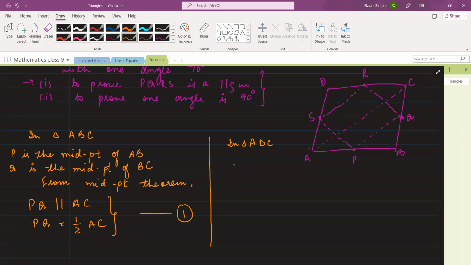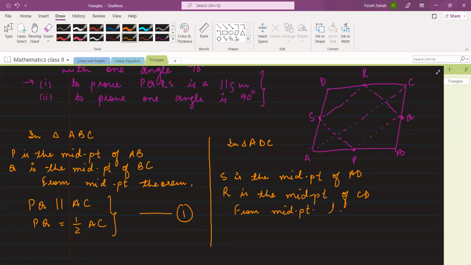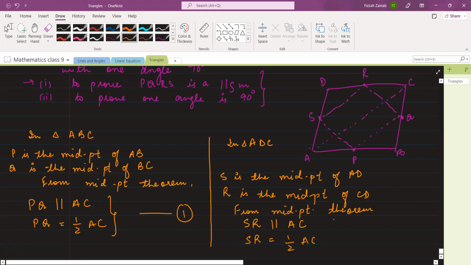Similarly, in the upper triangle, now you have S is the midpoint of AD and R is the midpoint of CD, right? So we can use midpoint theorem again. Now I can say that SR is parallel to AC and also SR is half of AC. So this is midpoint theorem, result number 2.